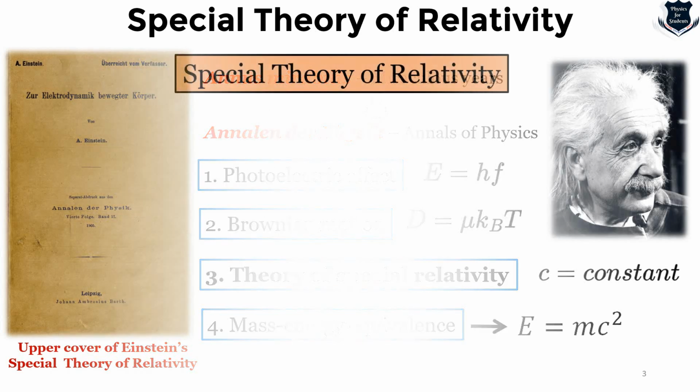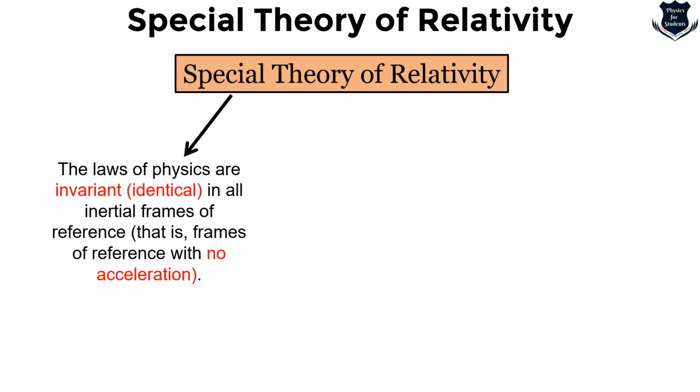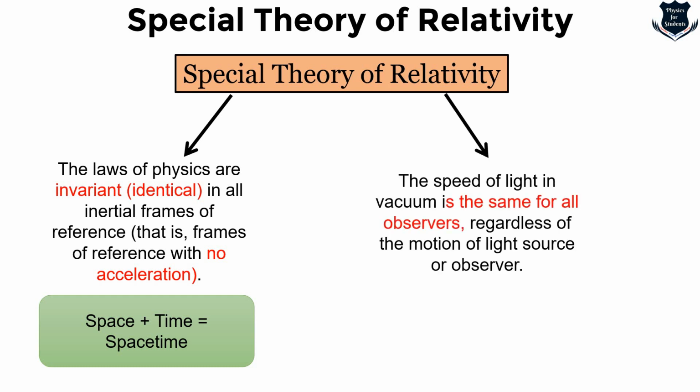From here, when we turn the pages, we find that the special theory of relativity actually comprises 2 basic postulates. First, it assumes that the laws of physics are invariant, or identical, in all inertial frames of reference, I mean to say, frames which have no acceleration, and this led to the unification of space and time into something called space-time. The second is that the speed of light in vacuum is the same for all observers regardless of the motion of the light source.